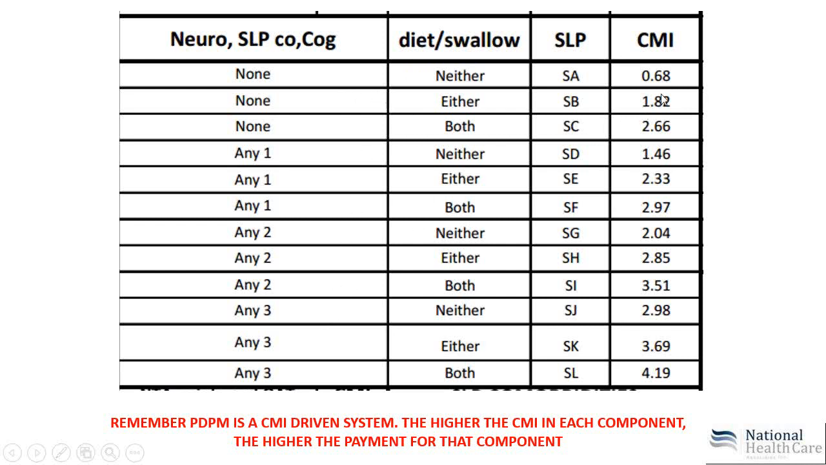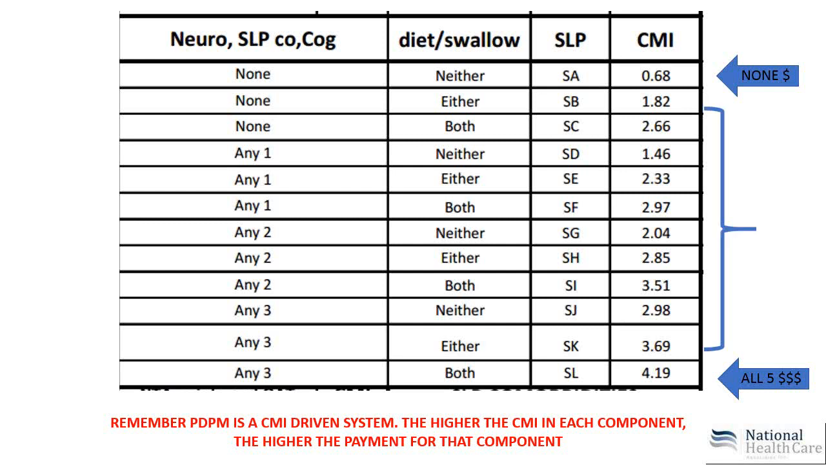If they have none of those 5 drivers, they are going to get the lowest CMI in this component, at a 0.68, and that will still be some portion of payment being associated with the component, but it will be the lowest payment available under the component. And likewise, if someone had all 5, they would be in the highest CMI and receive the highest payment for this particular component. And our patients are expected to fall somewhere in between.